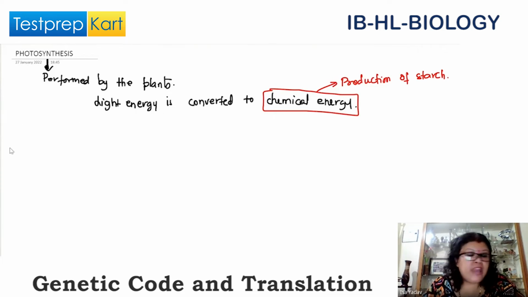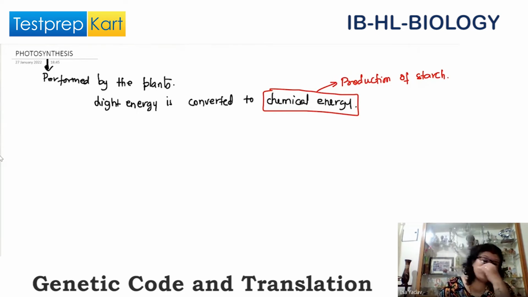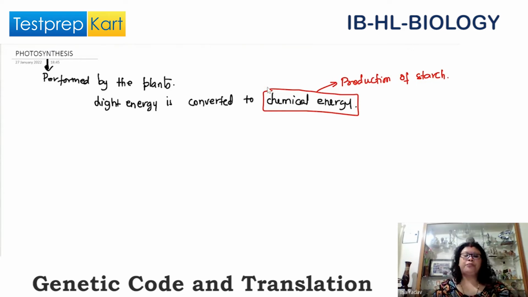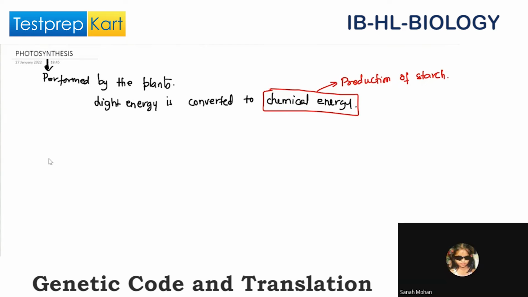there were different scientists who worked to study the process of photosynthesis. Various scientists were there. So now what we are going to do is start understanding the chemical processes that are going on inside the plants.